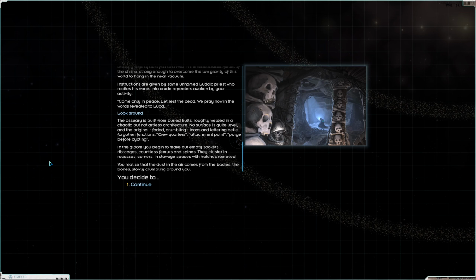We'll look around. The ossuary is built from buried hulls, roughly welded in a chaotic but not artless architecture. No surface is quite level, and the original, faded, crumbling icons and lettering belie forgotten functions. Crew quarters. Attachment point. Purge before cycling. In the gloom, you begin to make out empty sockets, rib cages, countless femurs and spines. They cluster in recesses, corners, in stowage spaces with hatches removed. You realize that the dust in the air comes from the bodies, the bones, slowly crumbling around you.